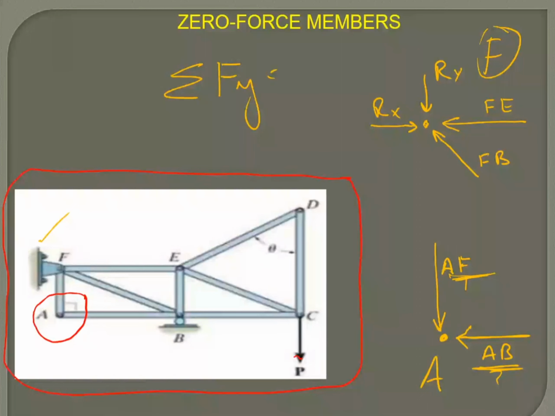Does it make sense now? Yep. So if the member has got 0 force, why do you want to draw it? The value is 0. Why do you want to make things complicated for yourself? Is that clear? Yes, sir. Okay, so for the analysis, we are not looking at the deformation of the structure.